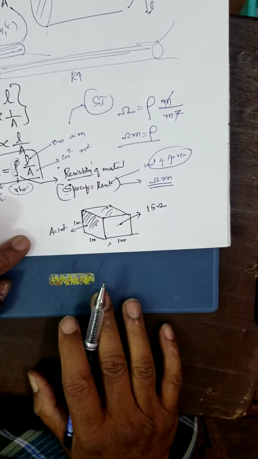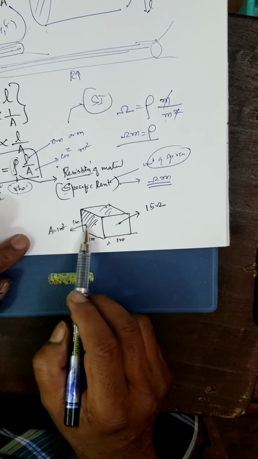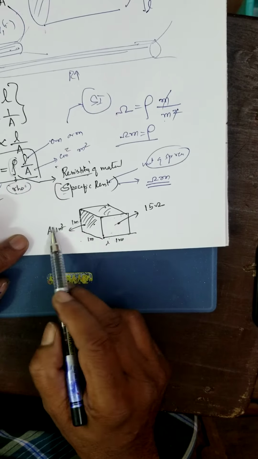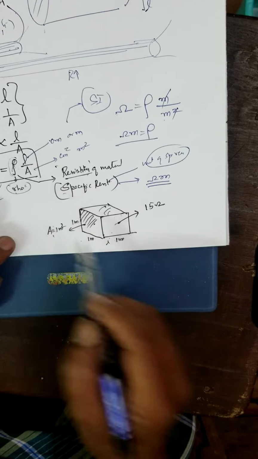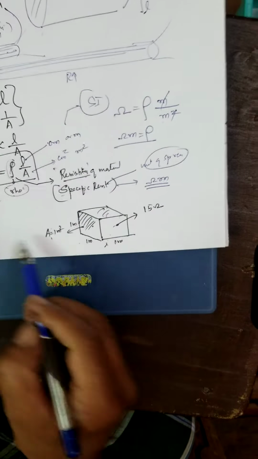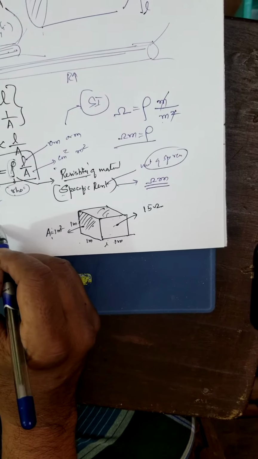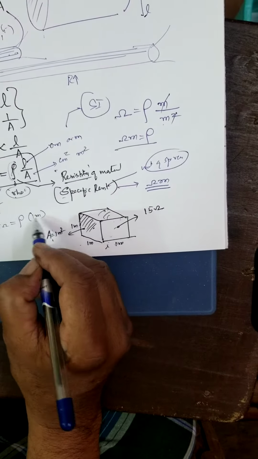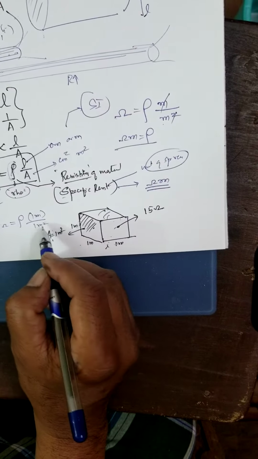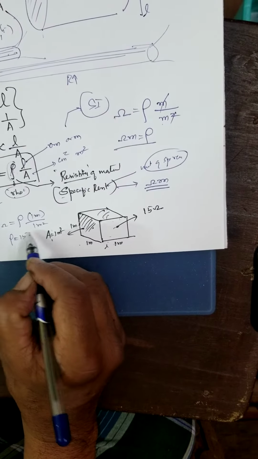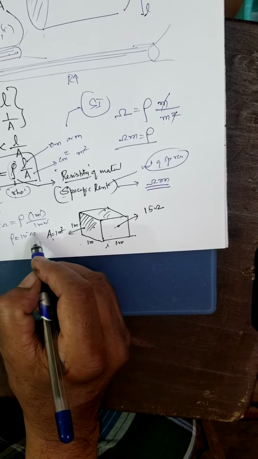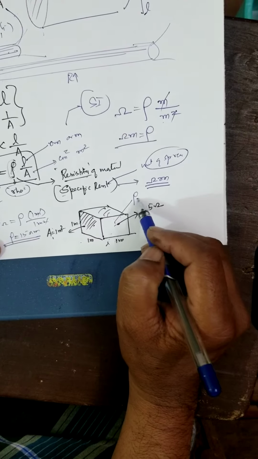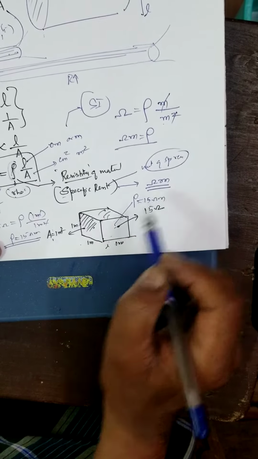I do some experiment. Okay, some material. The material whose area of cross section is 1 meter by 1 meter, 1 meter square. Length is 1 meter. Now you substitute in this formula. Resistance I have calculated, that is 15 ohm. Rho, length is 1 meter. Area is what? 1 meter square. Therefore, what is the value of rho? Rho is 15 ohm meter. Therefore, the resistivity of the material is 15 ohm meter.